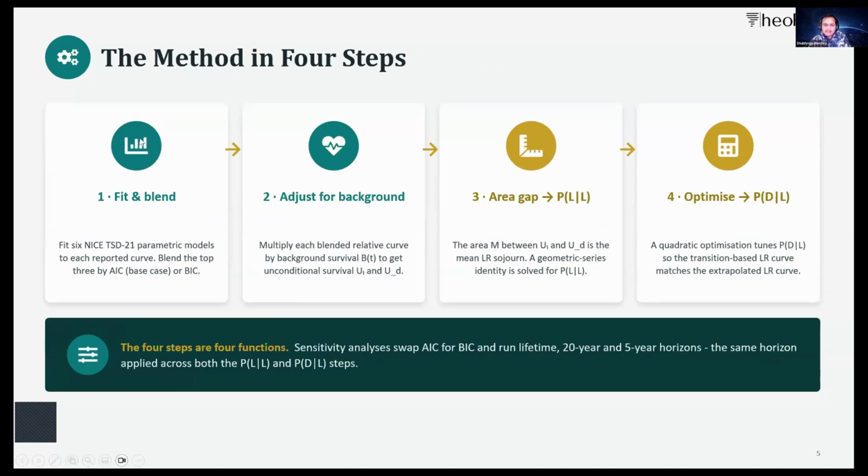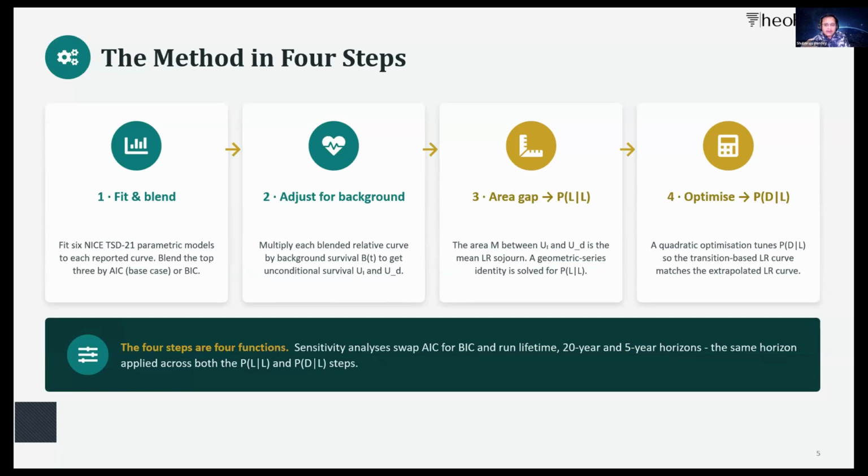The whole method can be captured in four steps. Step one is basically we fit the standard parametric distributions, and then we blend the survival curve. I'll be detailing all these steps in the next slide, but here just to provide you a glimpse: first we fit and blend the survival curves.